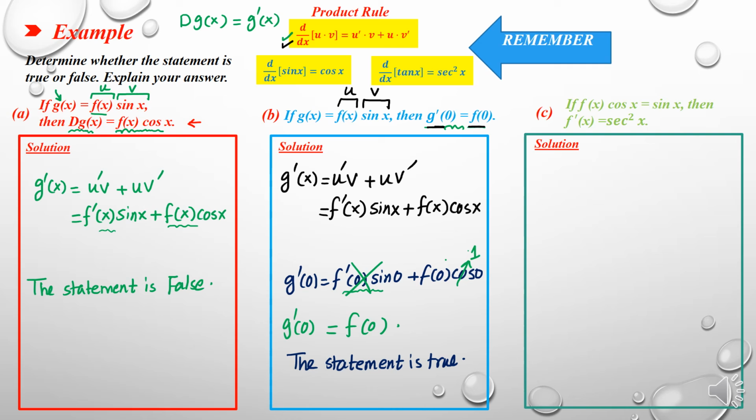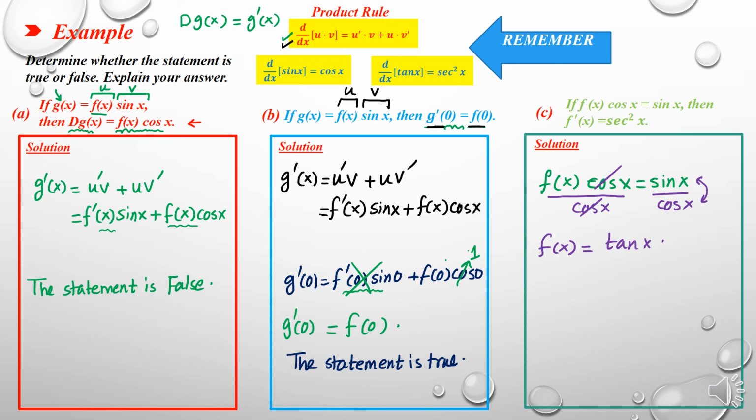So first you have to prepare the given function. f of x cosine x equals sine x, and you have to put f of x only on the left hand side, so you have to divide both sides by cosine x. Cancel cosine here, you will get f of x equals sine x over cosine x, which is tan x.